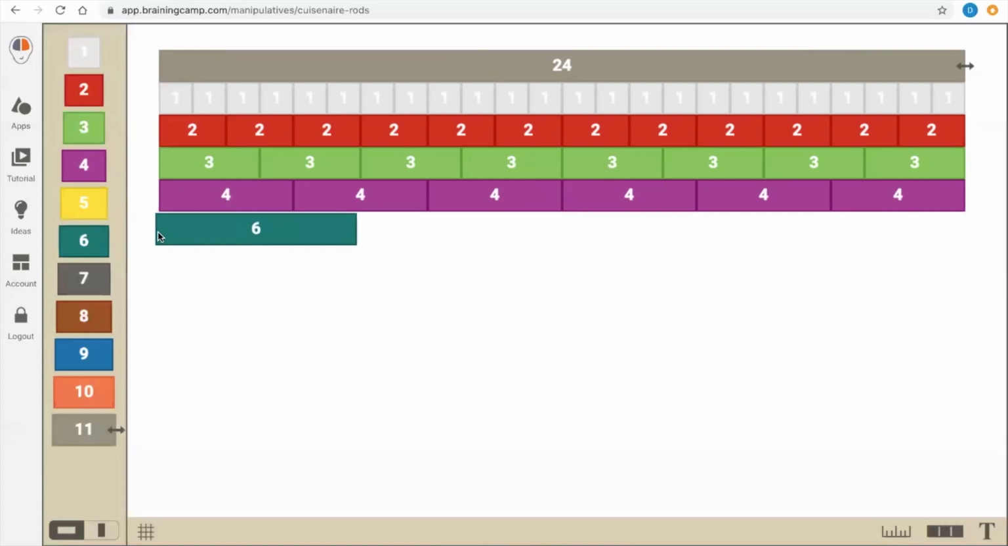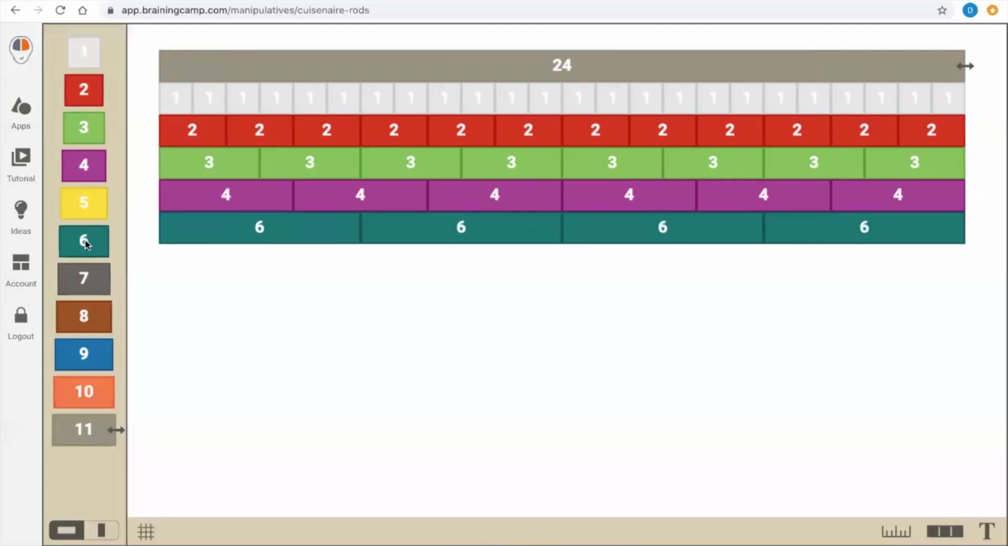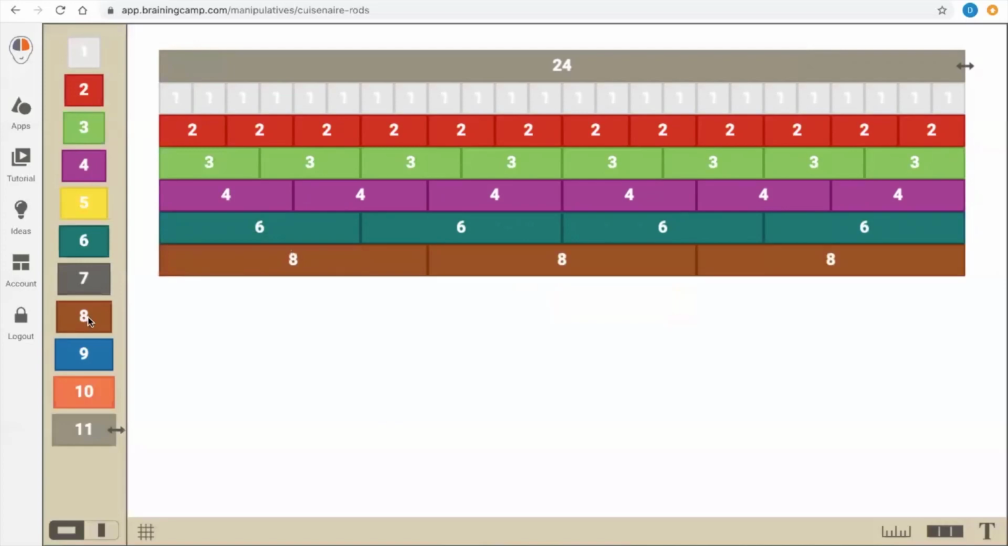Let's give 6 a shot here. 1, 2, 3, 4. Okay, so we got 6s in there. We try 8s. We got 1, 2, 3 8s, which fits perfectly.